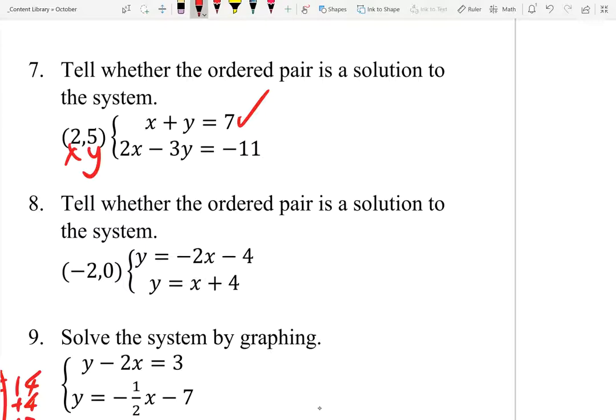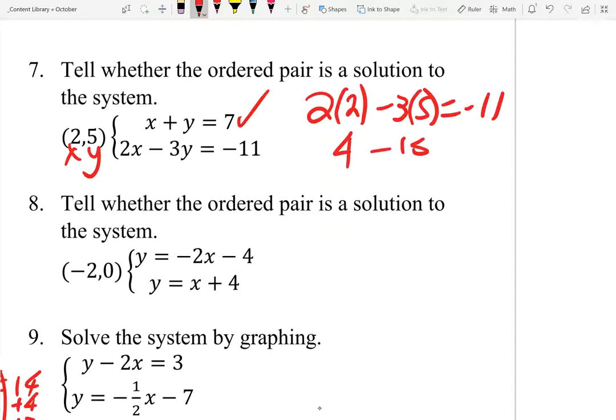So we're going to plug the 2 in for x. Remember, we have 2 times x minus 3 times y equal -11. But I'm plugging 2 in for x, and I'm plugging 5 in for y. So let's evaluate. This becomes 4. This becomes -15 equal -11. 4 minus 15 is -11. So -11 equals -11.